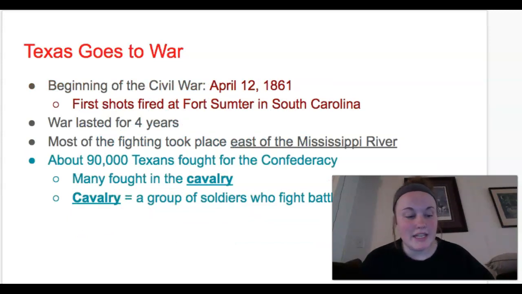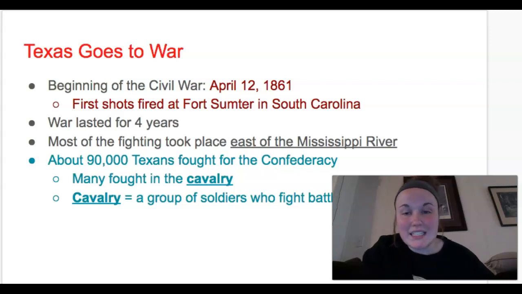On April 12, 1861, the first shots of war were fired at Fort Sumter, a Union fort in South Carolina. That was the beginning of the Civil War, also called the War Between the States. Although both sides thought it would be over quickly, it lasted 4 bitter years. Its cost in human lives was terrible. Almost all the fighting took place east of the Mississippi River. About 90,000 Texans fought for the Confederacy.